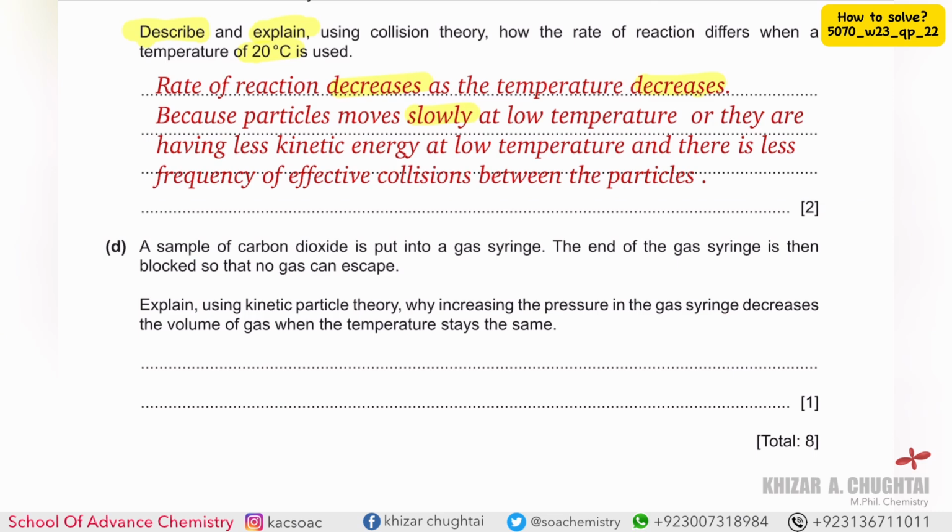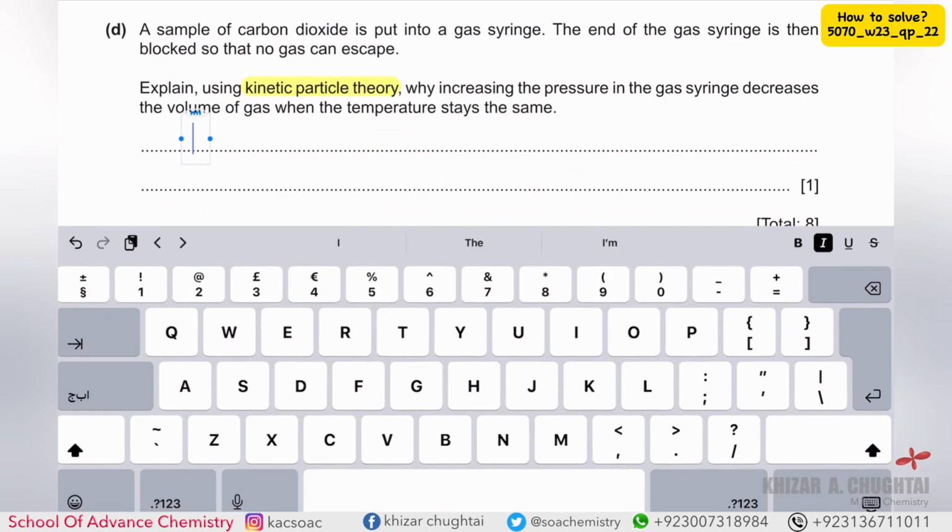Part D. A sample of carbon dioxide is put into a gas syringe. The end of the gas syringe is then blocked so that no gas can escape. Explain using kinetic particle theory why increasing the pressure in a gas syringe decreases the volume of the gas when temperature stays the same. You know, pressure and volume are inversely proportional to each other. Again, I'm going to try to write in a proper way.